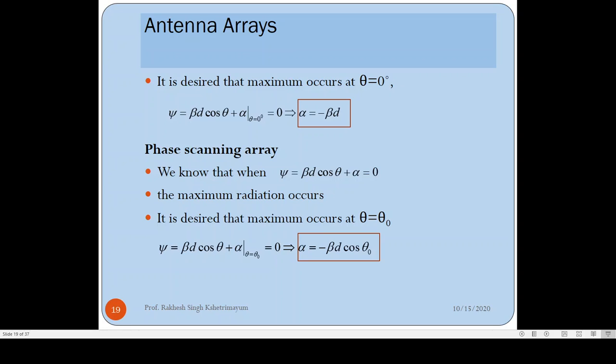In that case, what should be the alpha for the phase shift? Alpha should be equal to minus beta d cos of theta 0. So if I give this alpha value on the antenna array, then I would be able to get a maximum radiation pattern along the theta naught direction.